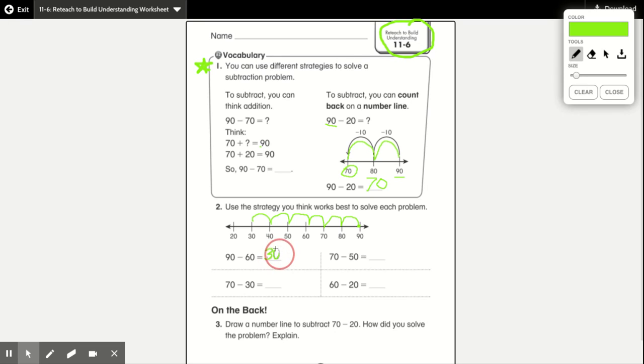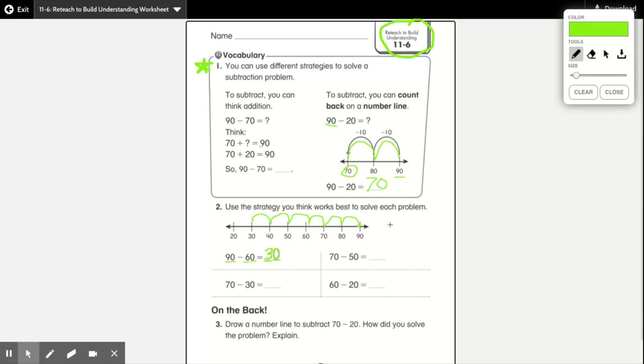You can double check your answers by taking a look at the place value blocks, the place value of each number. And what I mean by that is pretty much using mental math. So 0 ones minus 0 ones equals 0 ones. 9 tens minus 6 tens equals 3 tens. All right, let's take a look at 70 minus 50.